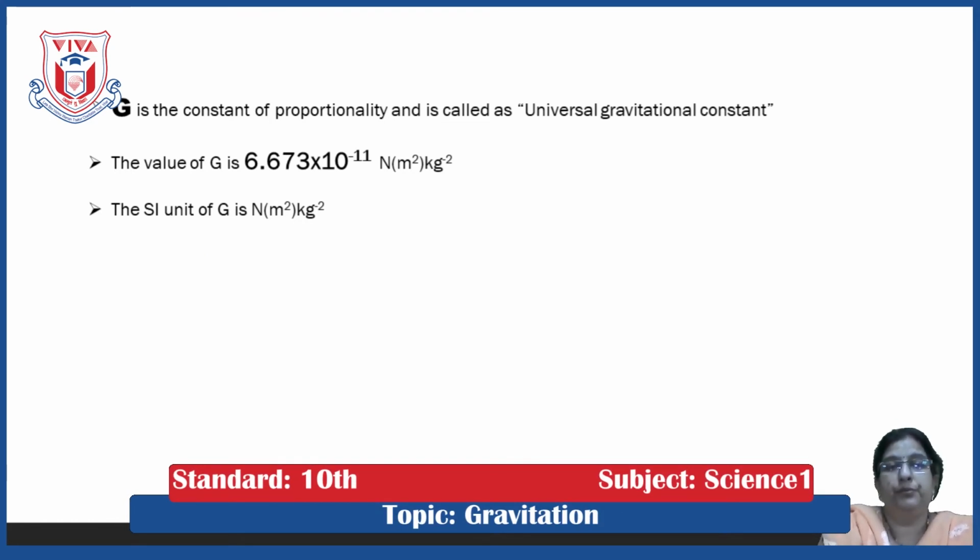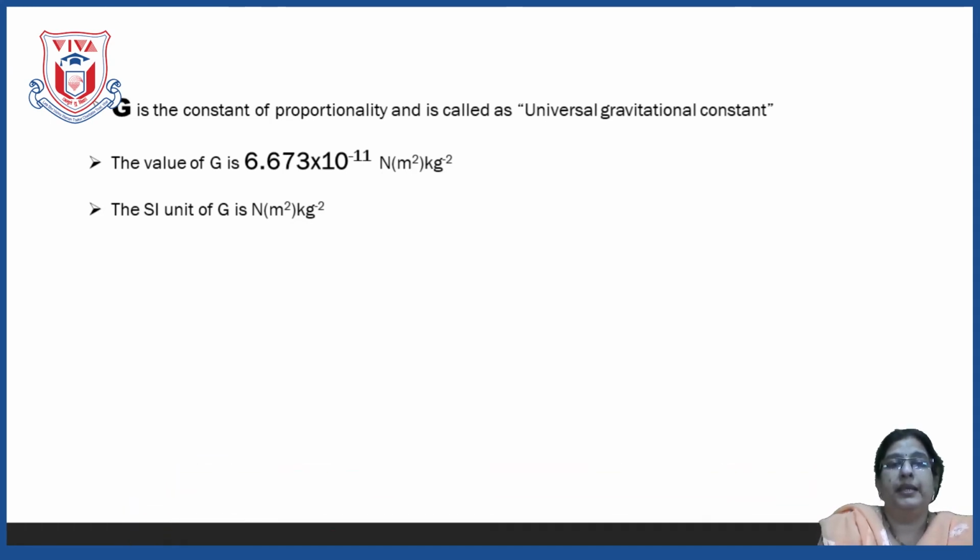Nowhere in the universe does the value of G change. And what is the value of this capital G? It is 6.673 into 10 raised to minus 11 Newton meter square kg raised to minus 2. So this question, what is the value of the universal constant, can be asked, or its unit can be asked.